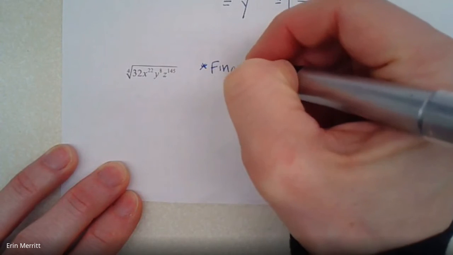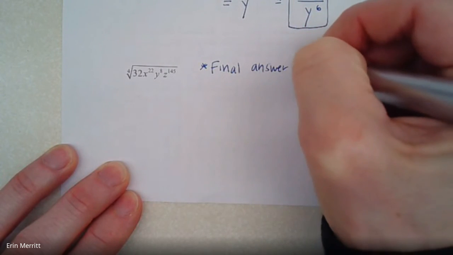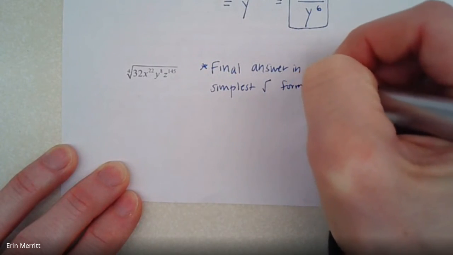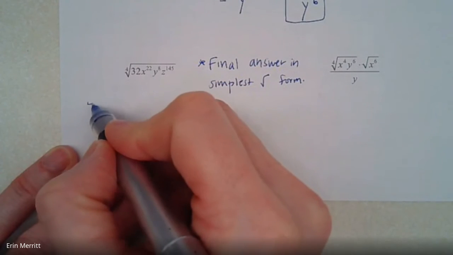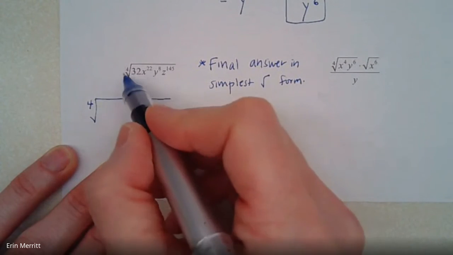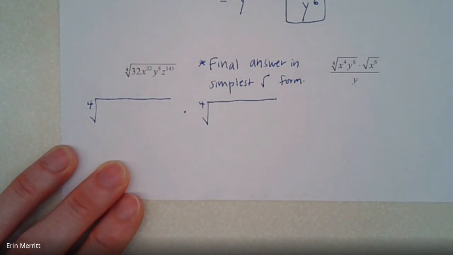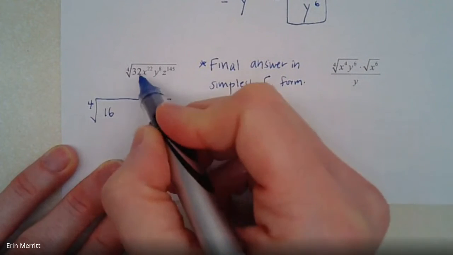So let's make the final answer in simplest radical form. What that really means is I'm going to break this up into a perfect fourth root times my leftover, if you will. Perfect fourths. So you've got to think, what perfect fourth goes into 32? Since 32 isn't that big, 16 is going to be it, because 16 is 2 to the fourth power. So it'd be 16 over here. 16 times 2 will give me 32.